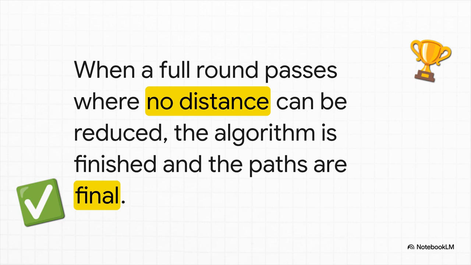And here's the magic. At some point, the algorithm will do a full round, check every single edge, and realize that nothing can be improved. No paths got shorter. At that exact moment, it knows it's done. It has found the best possible paths.